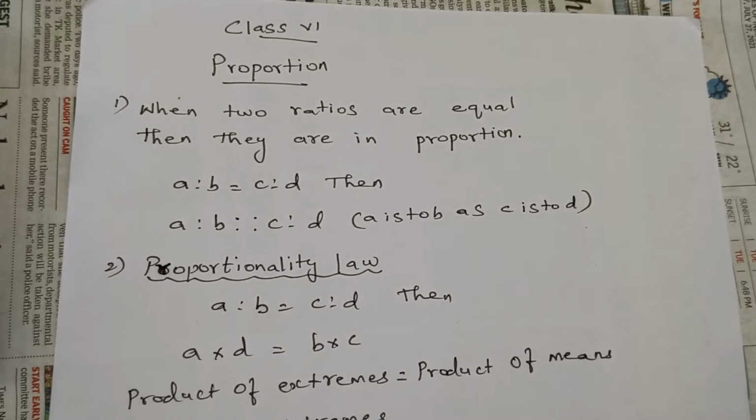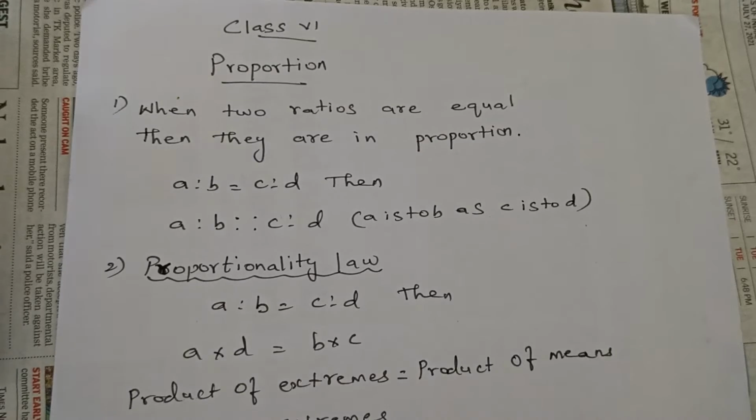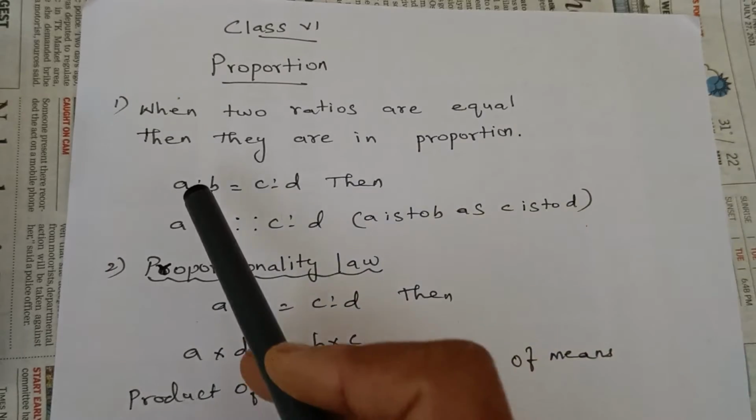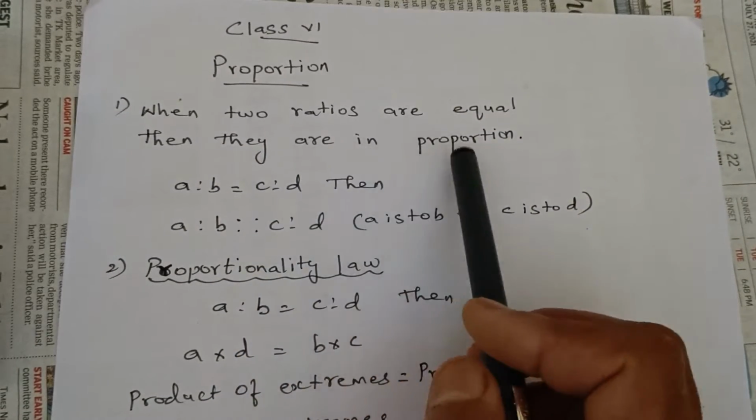In this video, we are going to see class 6. The topic is proportion. We have seen about ratios in the previous videos and we have seen the introduction and definition of proportion also. But still, to do the next exercise, let us just recall the concept of proportion. So what is a proportion? Let us recall. When two ratios are equal, then they are in proportion.